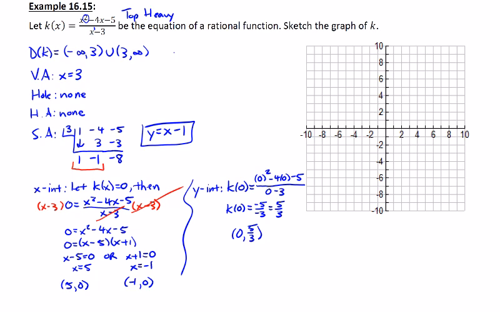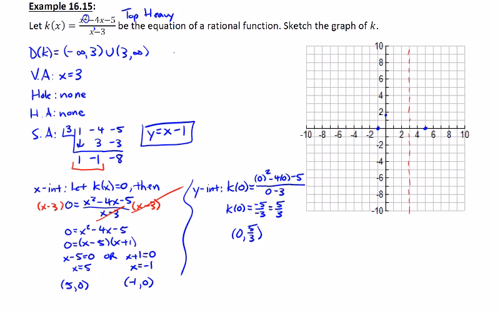Okay, 3 points. Let's mark those. Y-intercept. We have two x-intercepts. Vertical asymptote at x equals 3. And we don't have a horizontal asymptote, but we do have a slant asymptote at y equals x minus 1. So if you've forgotten how to graph a linear equation, you'll want to go back and look at your y equals mx plus b graphing, I believe it was section 6, where we did that.